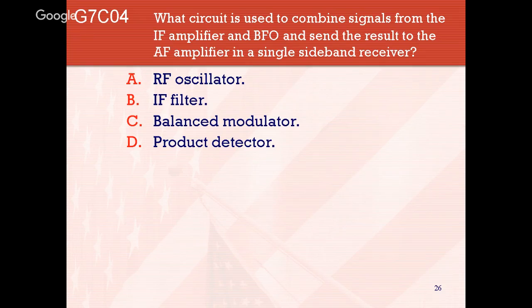So what circuit is used to combine signals from the IF amplifier and the BFO, or the beat frequency oscillator, and send the result to the AF amplifier in the single sideband receiver? Remember, we wanted to kind of remember this word detector. So it's the product detector. Your answer is D there.